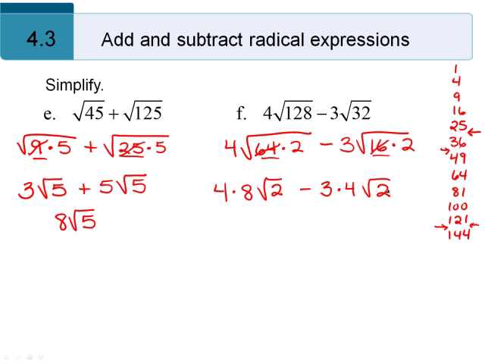So now you need to multiply the terms outside. 4 times 8 is 32 square root of 2 minus 3 times 4 would be 12 square root of 2. Okay? And now you've got like radicals, so we can subtract. So 32 minus 12 just gives you 20 square root of 2. And there's your answer. All right.